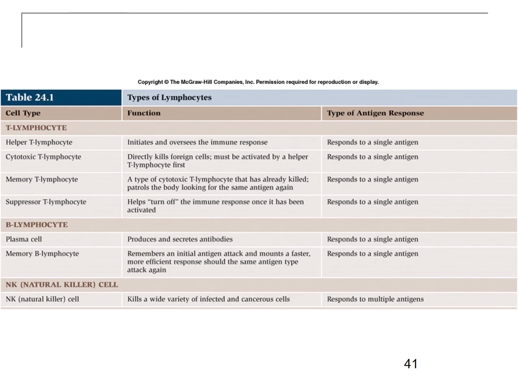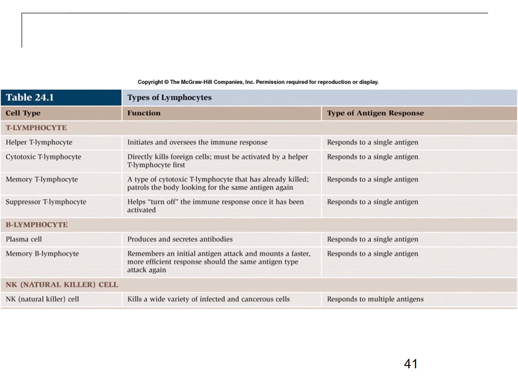So this is a summary of the different types of lymphocytes that are involved in the acquired immune system. Helper T lymphocytes initiate and oversee the immune response. What they'll do is activate cytotoxic T lymphocytes. They'll activate memory T lymphocytes. They'll activate B cells, which mature into plasma cells. And they'll also activate memory B lymphocytes. And so the helper T cells get everything started.